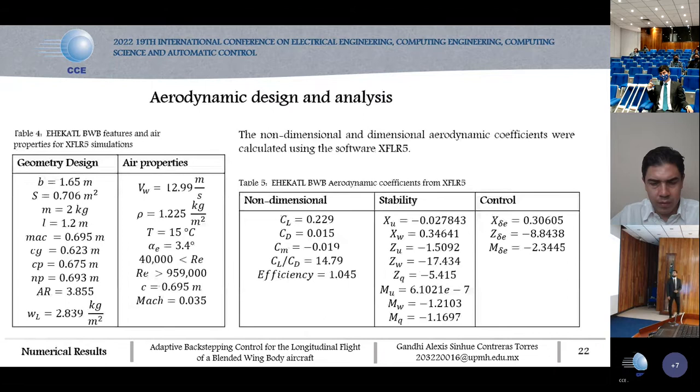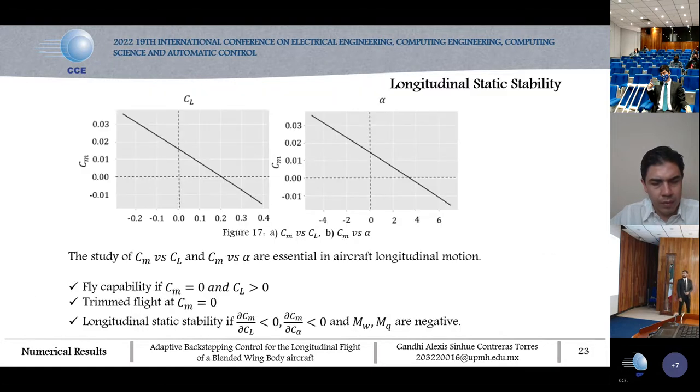And as part of the aerodynamic design, we establish these geometry design parameters, and we establish these properties according to the flight, in this case, the simulation flights from which we want to obtain these parameters. So using the software XFLR5, we obtain the non-dimensional aerodynamic coefficients, and with this, we can calculate the dimensional aerodynamic coefficients that we have here. Here are the stability coefficients of the system, and here we have the control coefficients of the aerodynamic control surfaces.